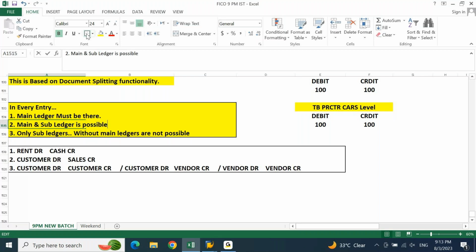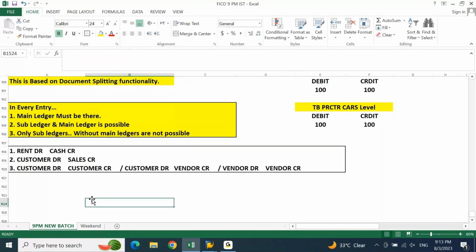No. So let me put it this way: main ledger and subledger. Now, customer is your subledger, and sales is your main ledger. The account receivable will be the... sorry, no, sorry, you are right. When we are writing the entry, we don't write accounts receivable, we write customer only.